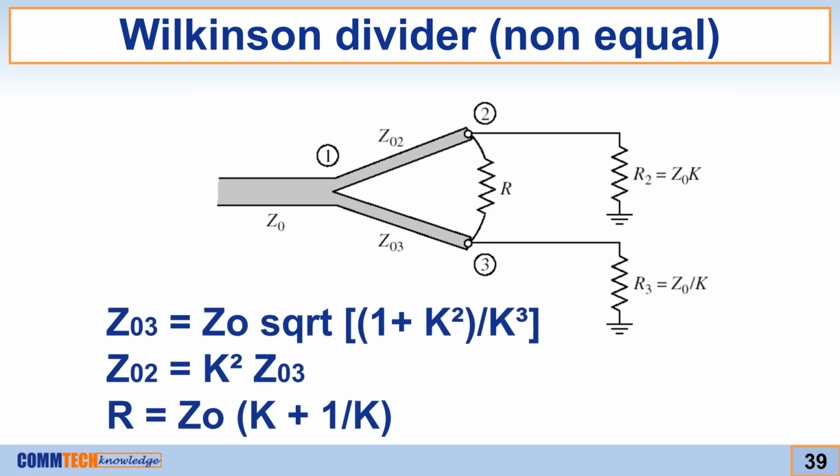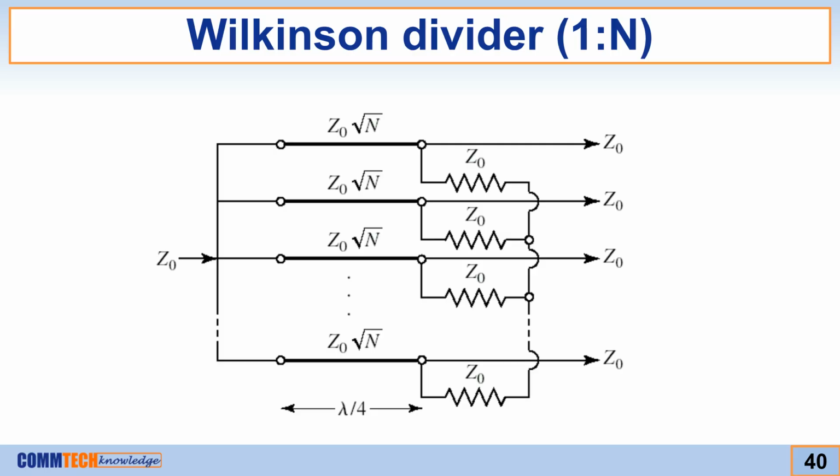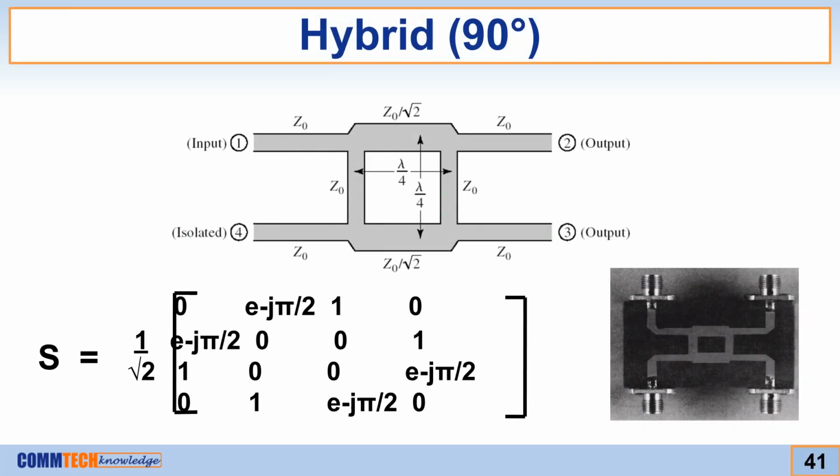The characteristic impedances of the lines and the resistor value are determined by the constant K. The Wilkinson divider can also be extended for one-to-N power division, using multiple stages to distribute the power to N output ports. A 90-degree hybrid coupler is a 4-port device.